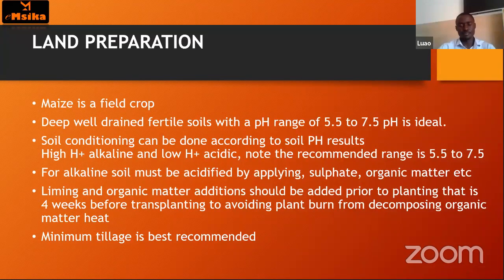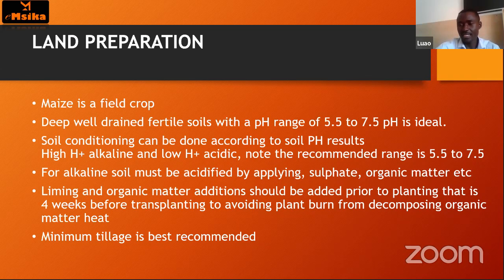So how do you treat the soils when they are sick or in this situation? The first one, alkaline soil, must be acidified by applying the following. One, a sulfur-based fertilizer. What will happen is that the sulfate-based fertilizer will combine with water to make a weak sulfuric acid, and you are acidifying the soil.